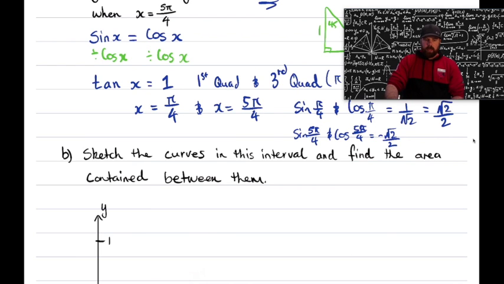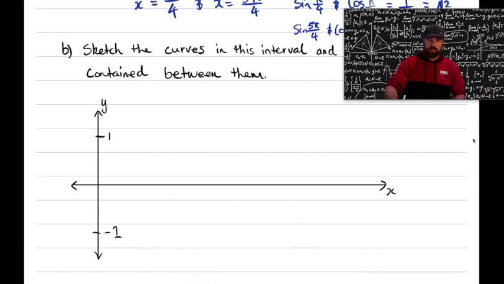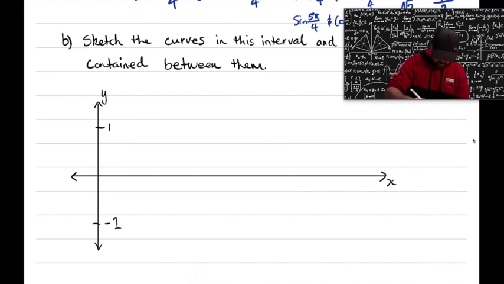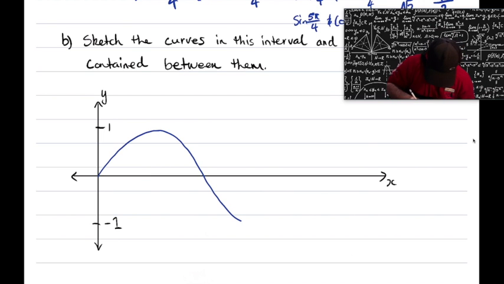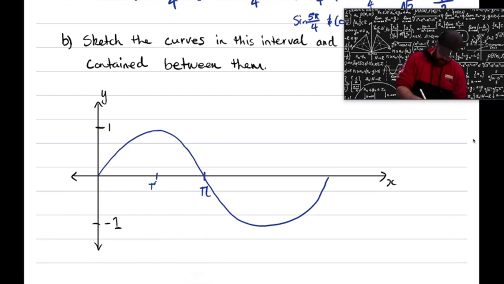Alright. Cool. So part B says sketch the curves in this interval and find the area contained between them. Alright, so we've got our axes set up. We know that sine starts at 0, goes up to 1, so do a nice smooth sine curve under pressure of the video. It's not too bad, and I know that that's going to be pi, that's going to be pi on 2, and that is going to be 3 pi on 2, and over here is 2 pi.